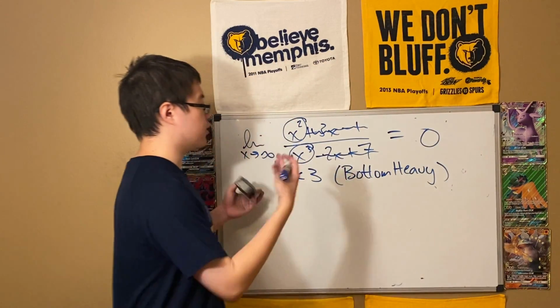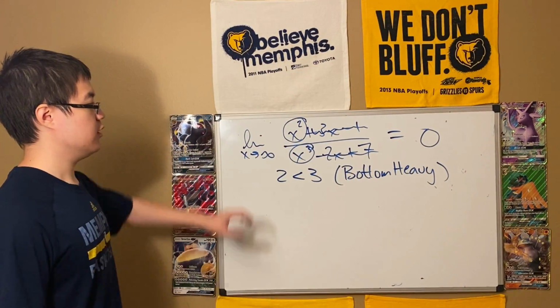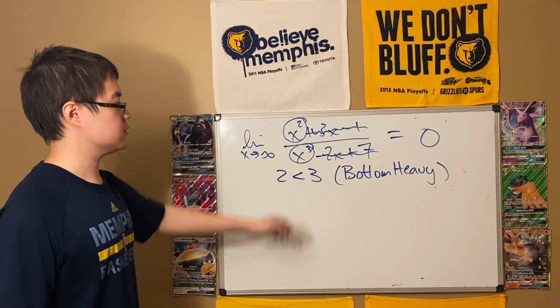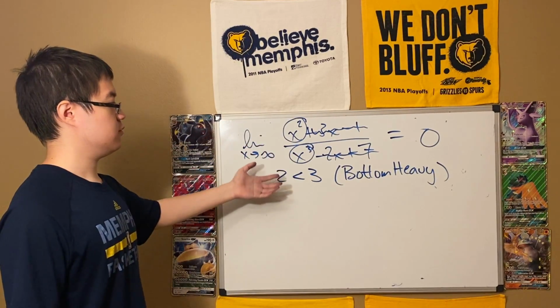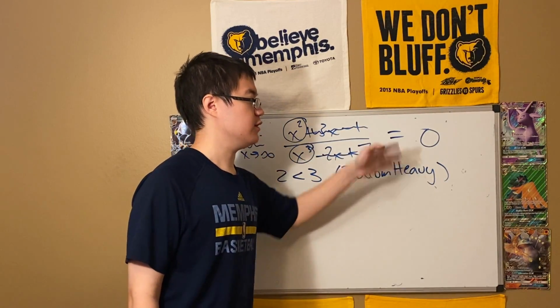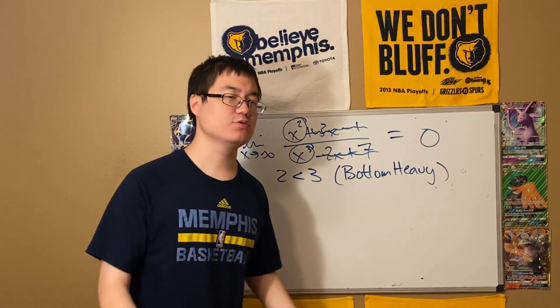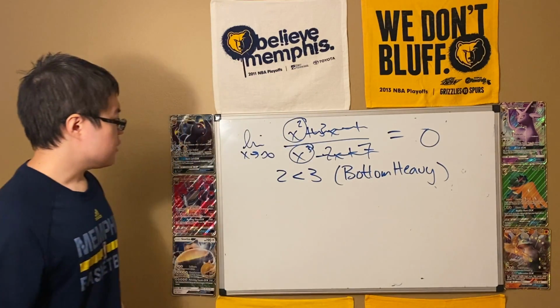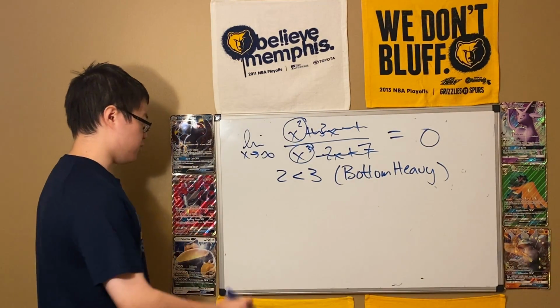So just look how much work I did here. I didn't do very much work. All I did was compare the leading exponents, and I was like, oh, 2 is smaller than 3. That means the denominator is bigger. That means it's bottom heavy. The answer is 0. A 2-second question potentially. So let's do a slightly harder question, but not too bad.